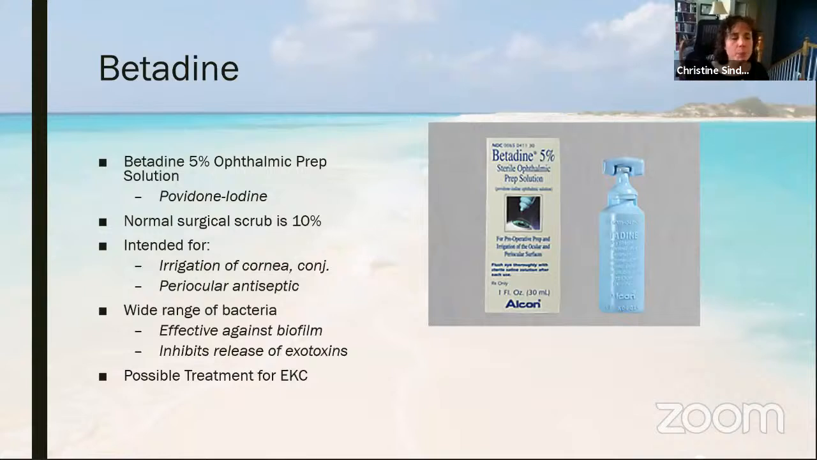Other things that people have proposed would be betadine. Betadine is very good; we use it for reducing flora. We use betadine for our patients that have had artificial corneas, for example, the Boston K-Pros. We irrigate their fornices to make sure that we've reduced all of that bioburden that could be on the ocular surface. The thing about betadine is that it hurts. I mean, it really, really hurts.